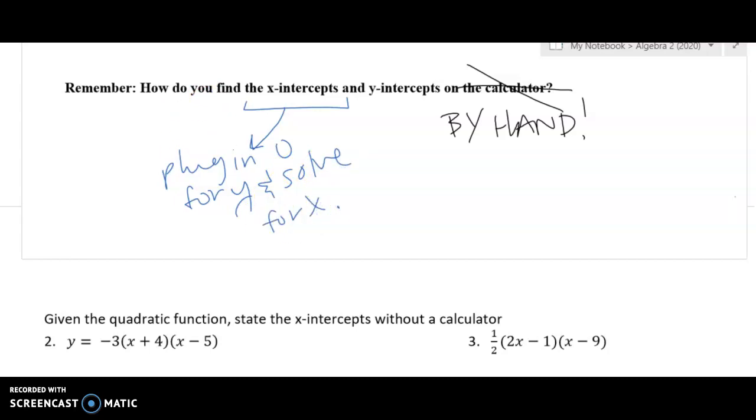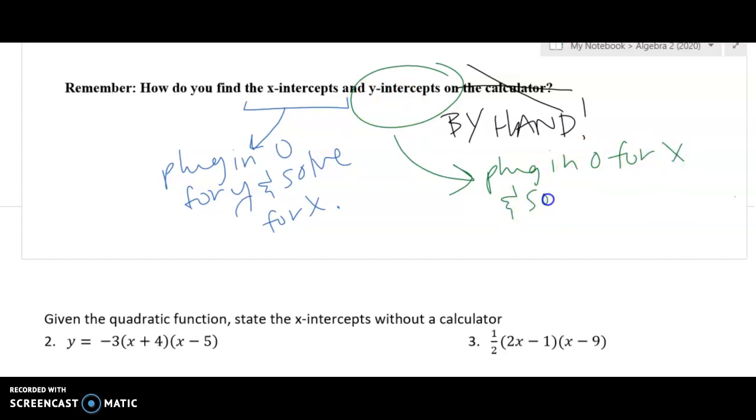We're not going to do that too much. The one we will do a lot is the y-intercept. We've done that a couple times today and yesterday. To do this, you're going to plug in 0 for x and solve for y.